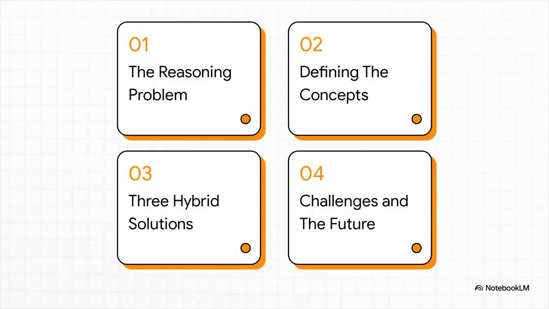Here's our roadmap for today. And what's cool is this basically mirrors the logical flow of the research paper we're looking at. We'll start with the why, the big problem. Then we'll define our terms so we're all on the same page. After that, we'll walk through the actual solutions they propose, and we'll wrap up by looking at what's next. See? A good paper always lays out the path for you.